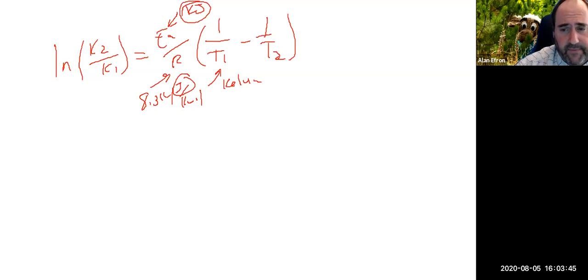So this is obviously just one where you can plug and chug. You've got a couple of temperatures and a rate constant, you can solve for the other one. Got 2 rate constants and a temperature, you can solve for a temperature. You obviously could solve for the activation energy as well.